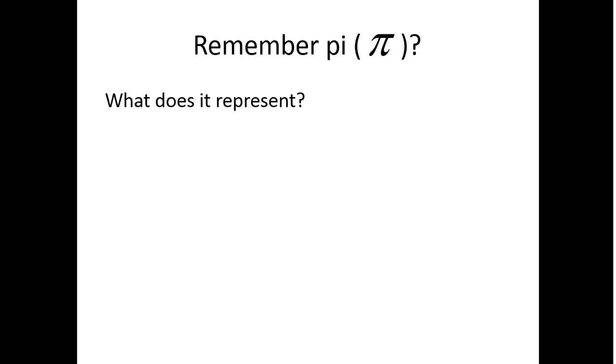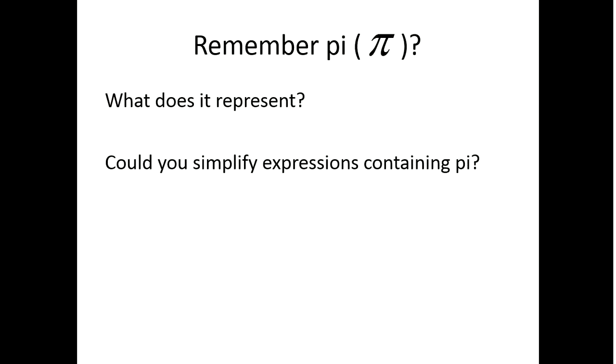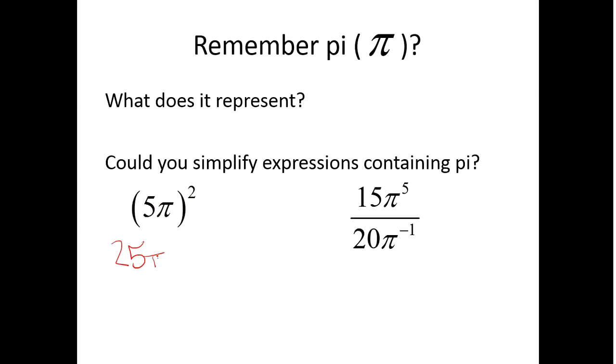So, remember, you start talking about pi, probably in geometry, maybe even earlier, and what does it represent? Well, pi was the quotient between the circumference and your diameter. So we were able to find that it related a lot in circles. And we could simplify expressions containing pi, something like this. So 5 pi squared, that would have been 25 pi squared, right? Because you squared the 5 in, just using our exponent rules.